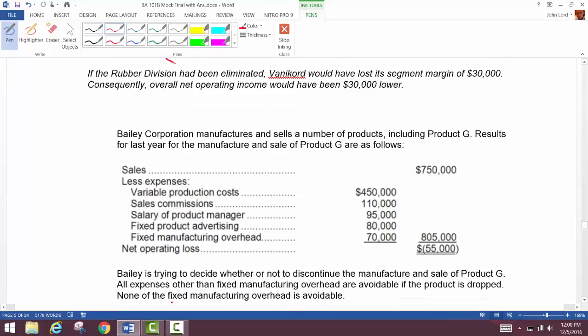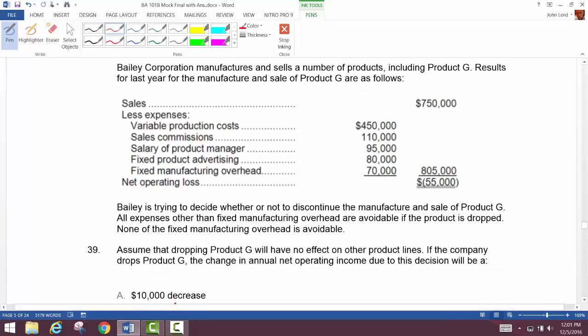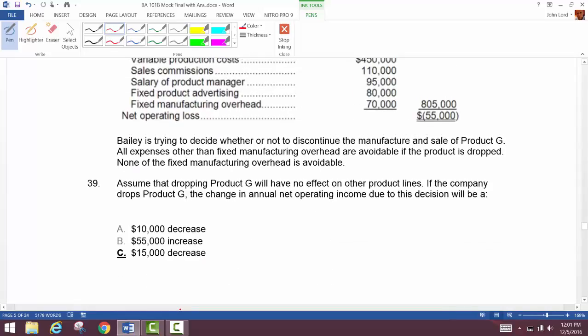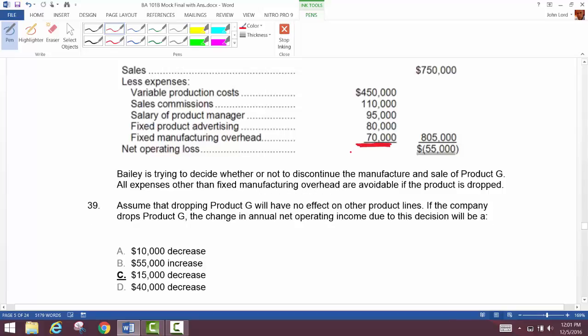Let's take a look at this Bailey Corporation. They want to know whether or not they should discontinue this product G. They say all expenses other than fixed manufacturing costs are avoidable if the product is dropped. None of the fixed manufacturing cost is avoidable. Okay, and so what happens? Well, they say it'll decrease 15,000. The way I looked at this, I took a little bit of a different approach. They said none of the fixed manufacturing overhead could be avoided.